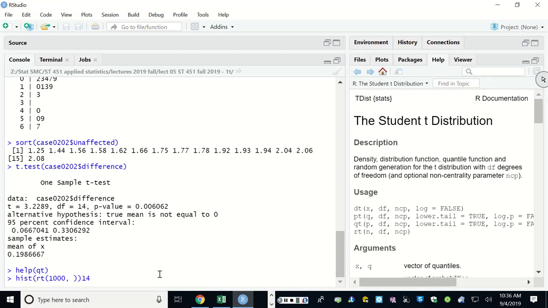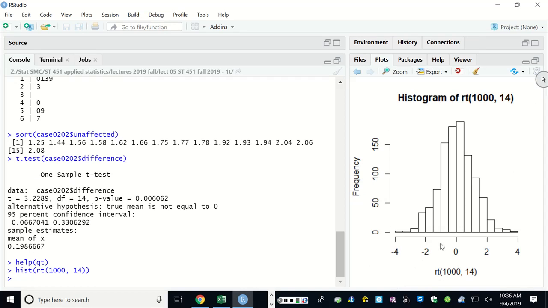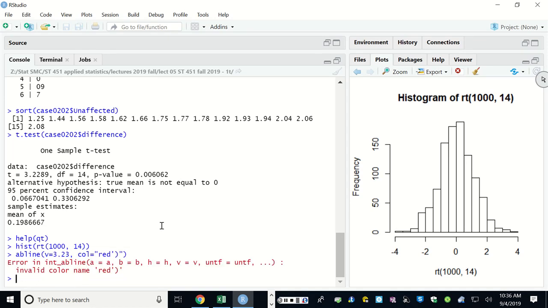With 14 in there. These are 1,000 random values from a certain t distribution, right? And our value that we got was 3.2. So this time we want a vertical line up and down there, 3.23, and let's make it red. Oops, red. Right.